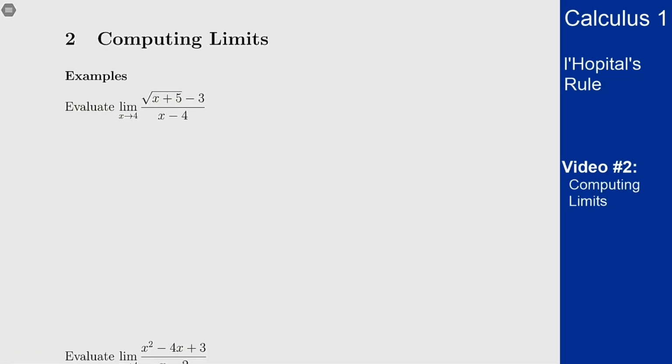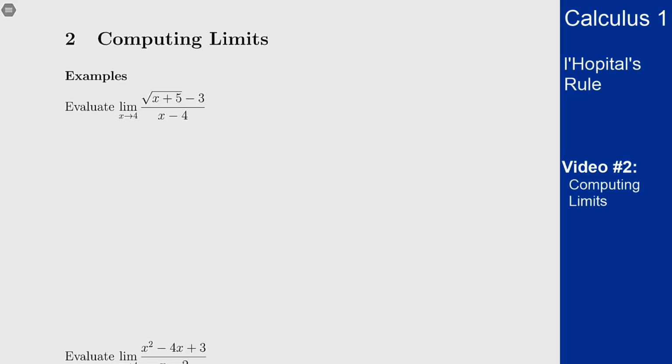In this video, we'll look at more examples of using L'Hopital's rule to evaluate limits. So let's just start with some of these examples here. For the first one, I see the limit as x goes to 4 of the square root of x plus 5 minus 3, over x minus 4. Again, you could have done this the previous way using multiply by the conjugate and then simplifying things out, but you might find this way easier.